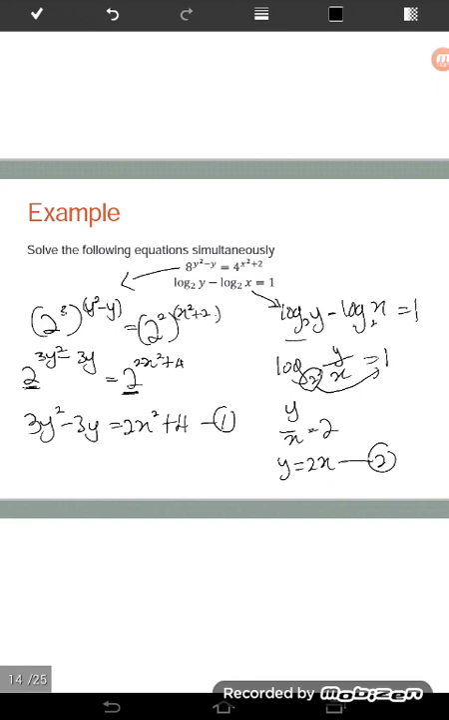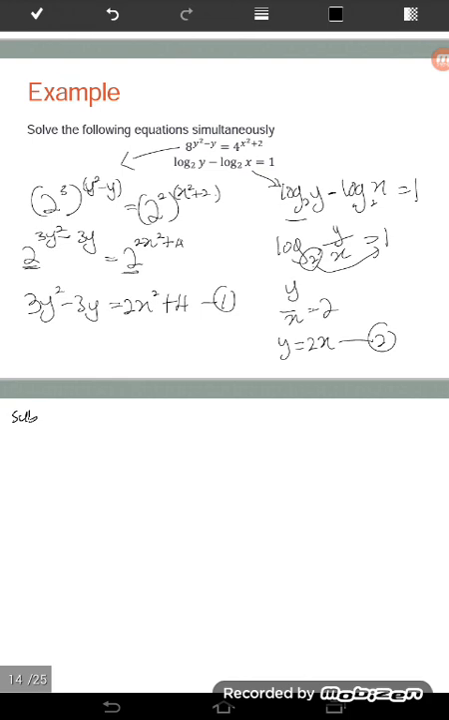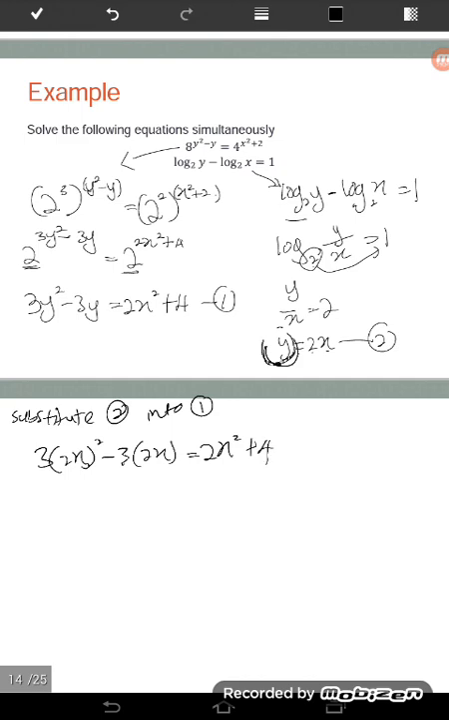Okay, so here not using elimination method because we have power of 2 and here also power of 2. So what we need to do, okay, so we need to do substitution method. Okay, substitute equation number 2 into equation number 1. Okay, so because here already y, so y equal to 2x, so that's part sama dengan y. Okay, so sini y sahaja. So we substitute 2x into y. So 2x power of 2 minus 3 times 2x, which is equal to 2x square plus 4.